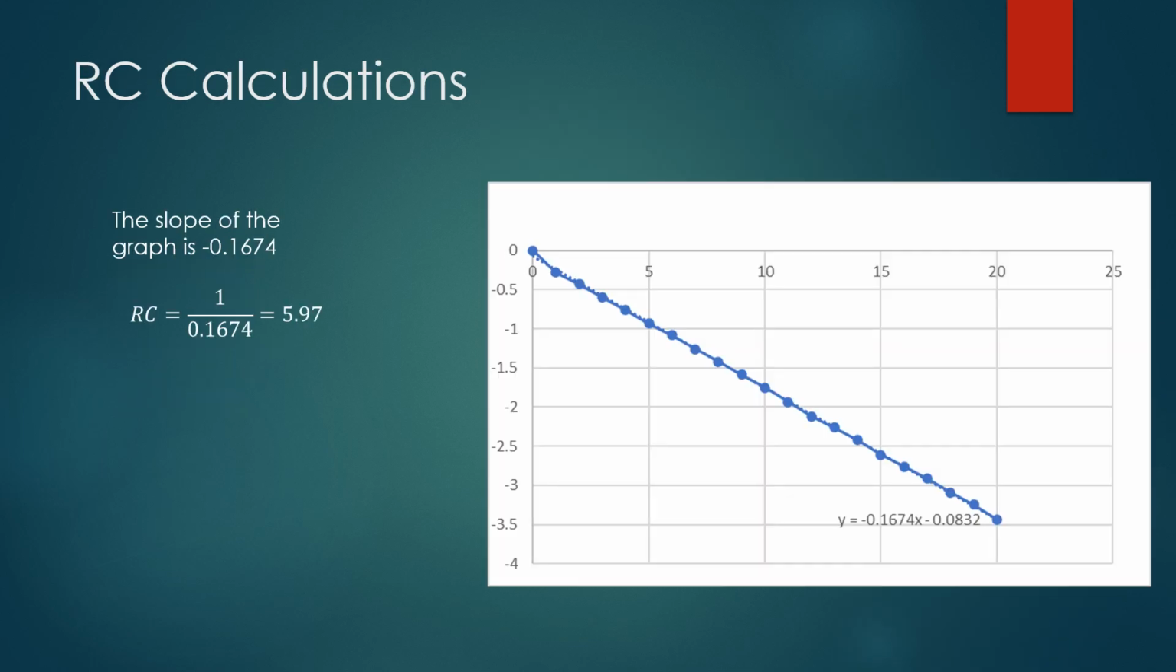This is a plot for the RC calculations. The slope of the graph is negative 0.1674, and the RC value is found to be 5.97.